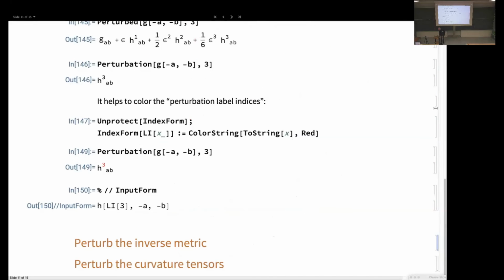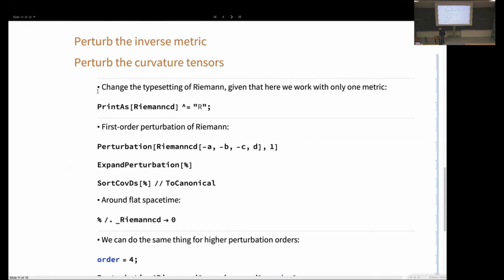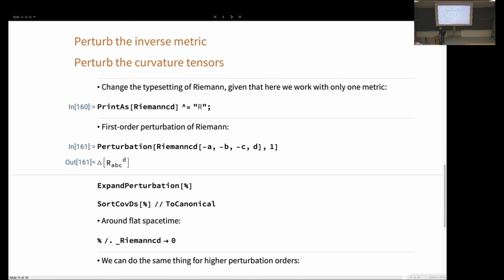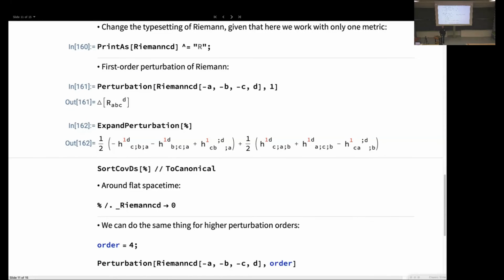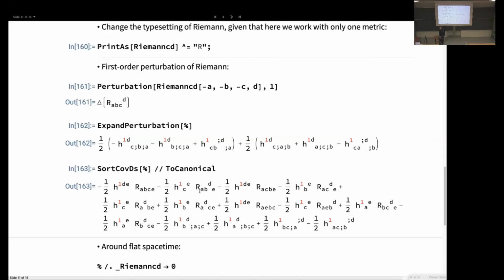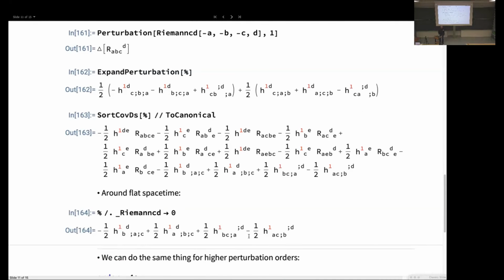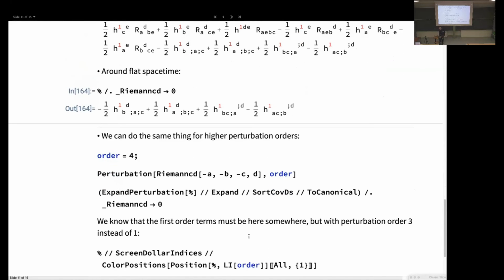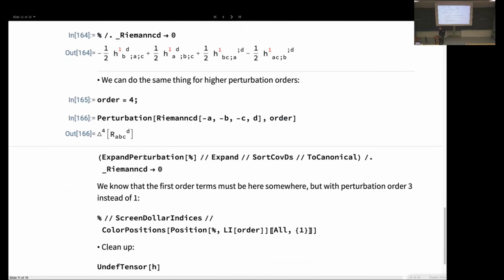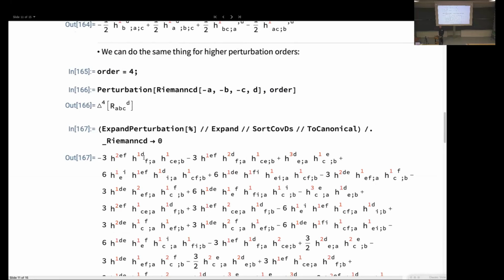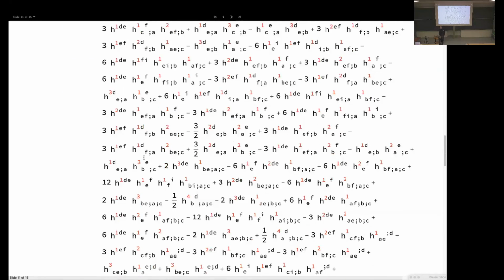Let's do just one computation for a curvature tensor. So I'm going to perturb Riemann. That's the standard formula that you see in all books to first order. I sort the covariant derivatives, so Riemanns appear, but this formula is typically given in a flat space-time, right? That's the typical formula. Now, of course, what happens if I want to do it to fourth order? Well, here it's absolutely the same work. Just that it takes a bit more. That's the formula.